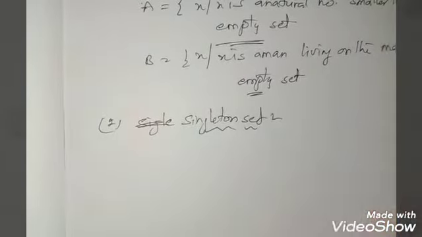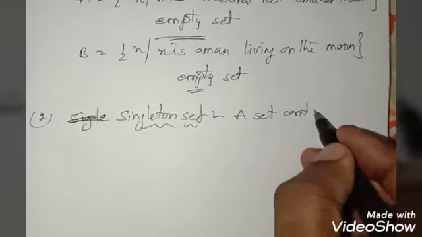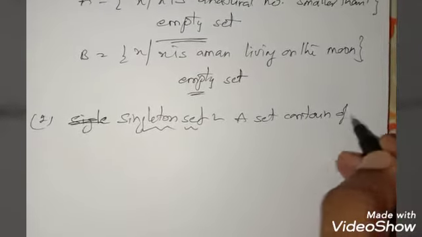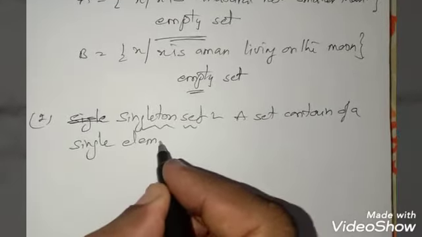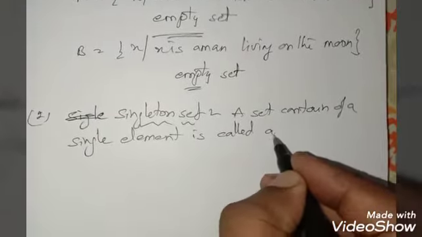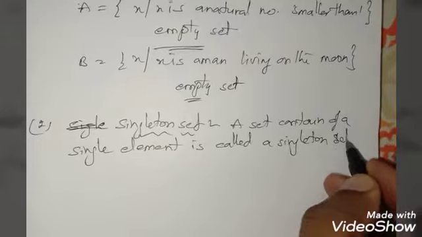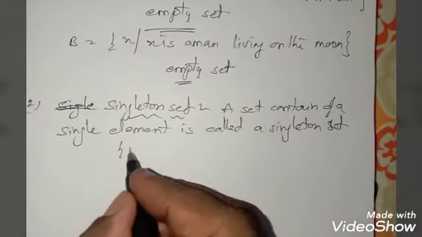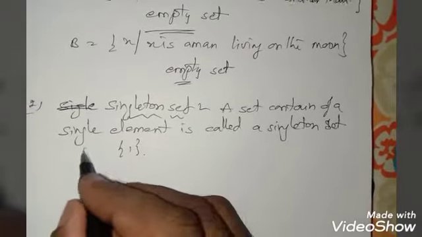Now coming to our second type, the singleton set. Now what is a singleton set? A set consisting of a single element is called a singleton set. Right, for example, 1: it consists of only one number, that's why it is a singleton set.